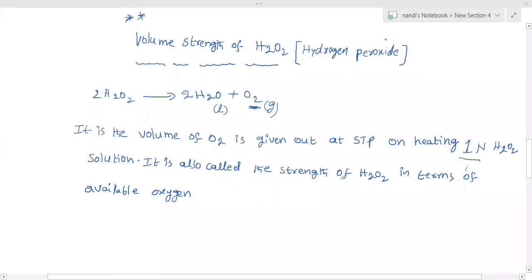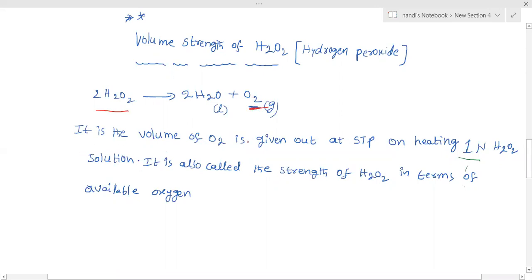Volume strength of H2O2. H2O2 means hydrogen peroxide. This is a special case of the concentration method, which we mostly use for H2O2. So we are going to express the strength or concentration of H2O2 in terms of oxygen, how much is liberated. They provided a definition here also, we can see.